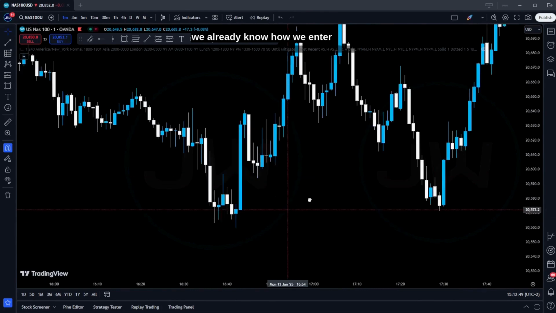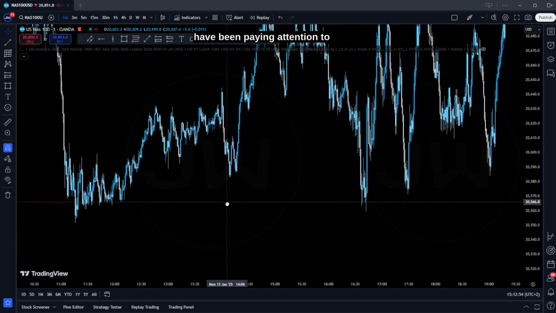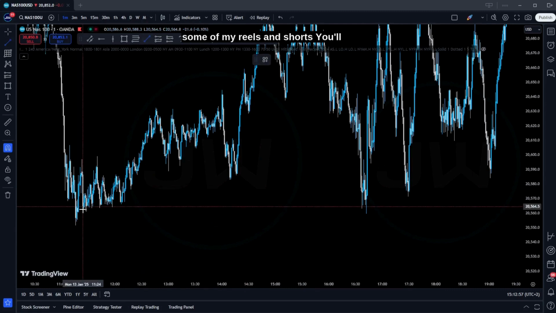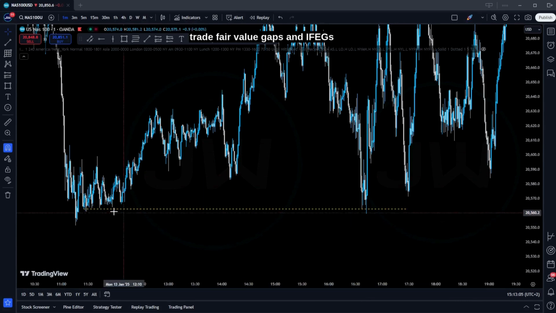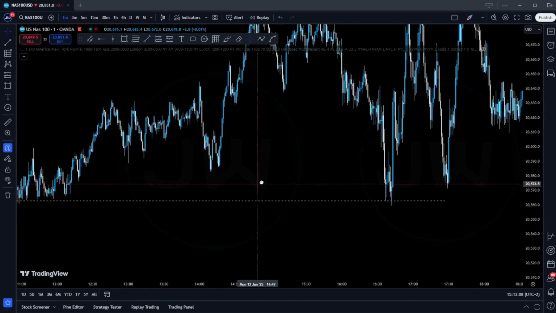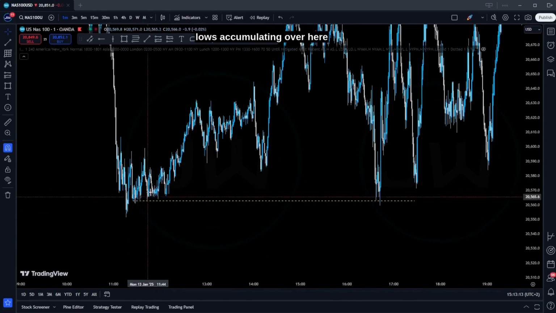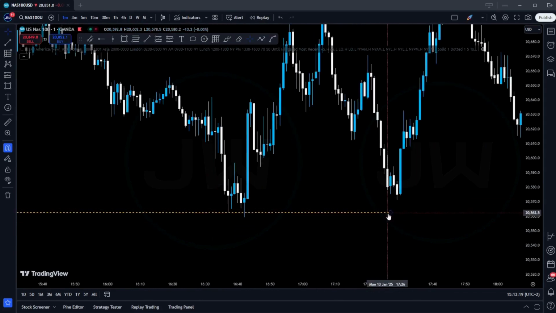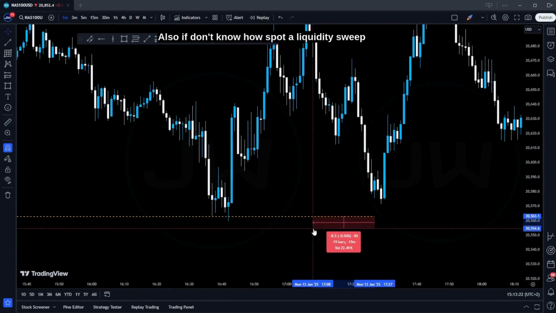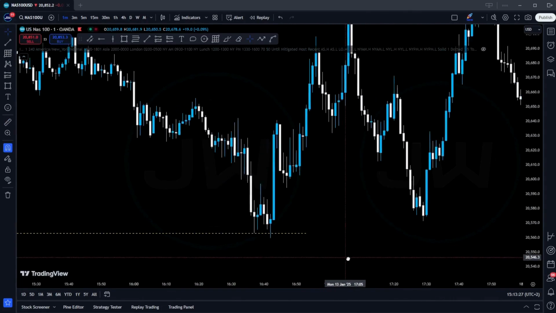Well, we already know how we enter on fair value gaps. If you have been paying attention to some of my reels and shorts, you'll notice that I released a strategy on how to trade fair value gaps and IFVGs. So if you see here, this will be our liquidity sweep. I have a bunch of lows accumulating over here. Here's our liquidity sweep. Also, if you don't know how to spot a liquidity sweep, I do have a link in my description on how to identify those.